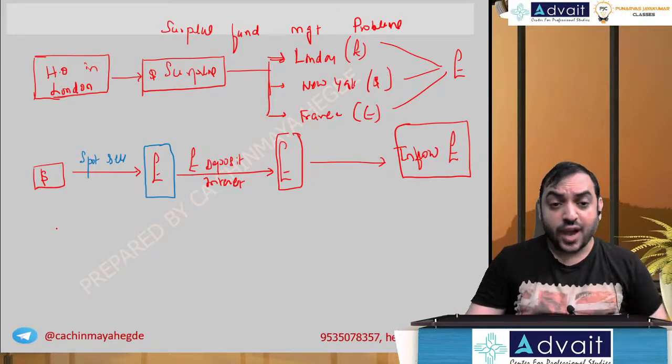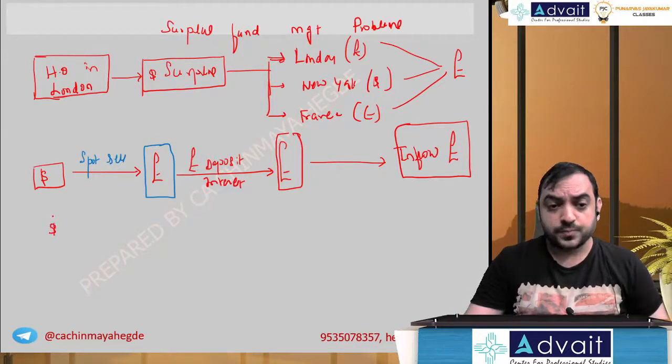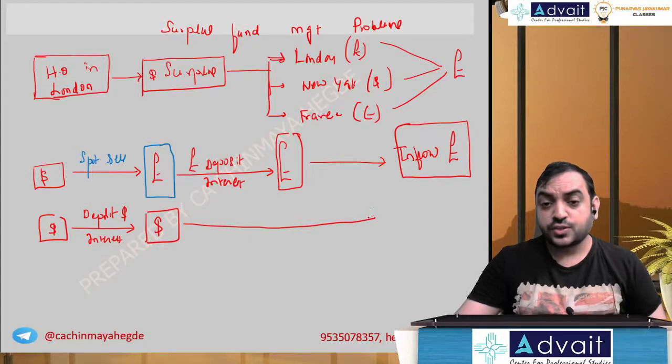Second alternative, you have to deposit in dollars. You're already having dollars, so no need to convert. So the dollar will be deposited today itself. You deposit dollars, dollar interest will come, and the dollar will mature. But you can't stop at dollars. You have to convert it into pounds. So how do you convert it into pounds? You are going to use forward rates, the forward sell rate, of course, dollars to pounds, forward sell rate, to convert to pounds. Then you have the inflow in pounds.